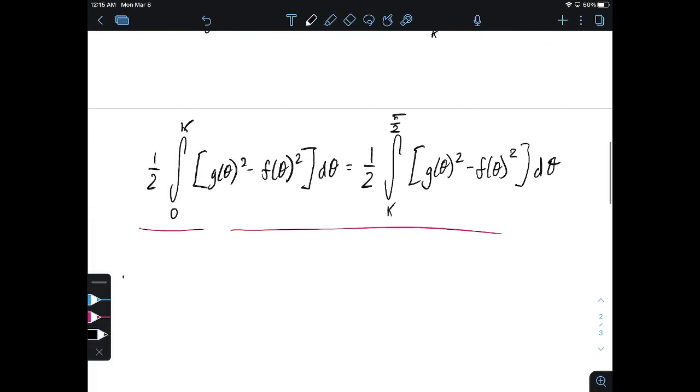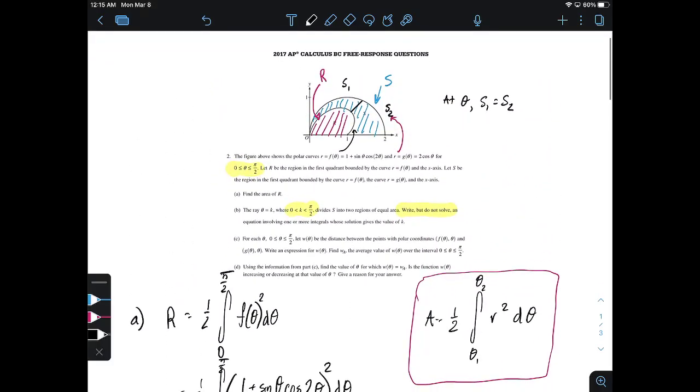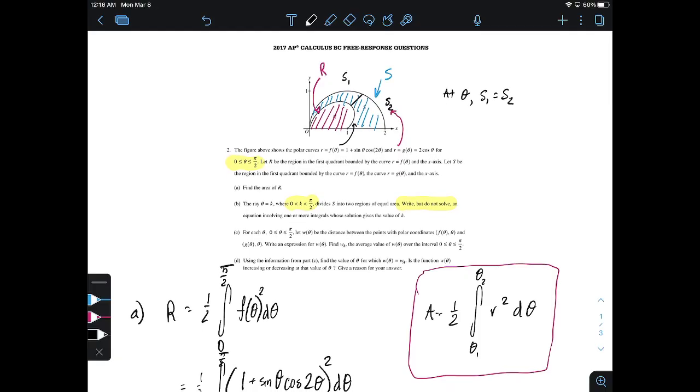Okay, moving on. C. So what we want is for each theta in the first quadrant, 0 to pi halves, let w of theta be the distance between the points with polar coordinates f theta, comma theta, and g theta, comma theta. Write an expression for w theta, and then find wa, which is the average value of w theta over the interval 0 to pi halves. Now, okay.